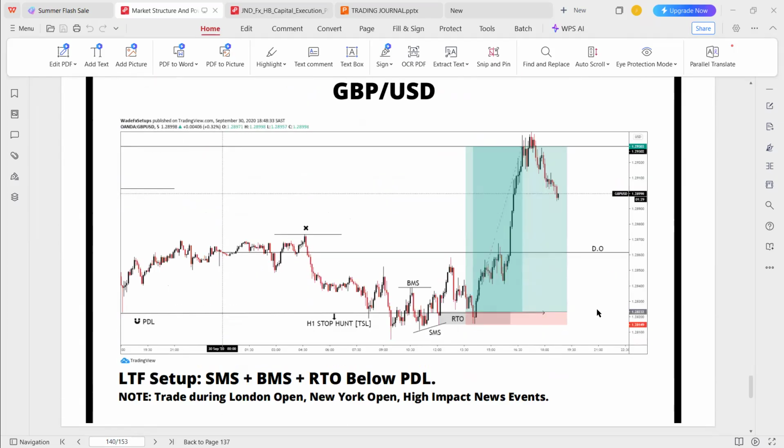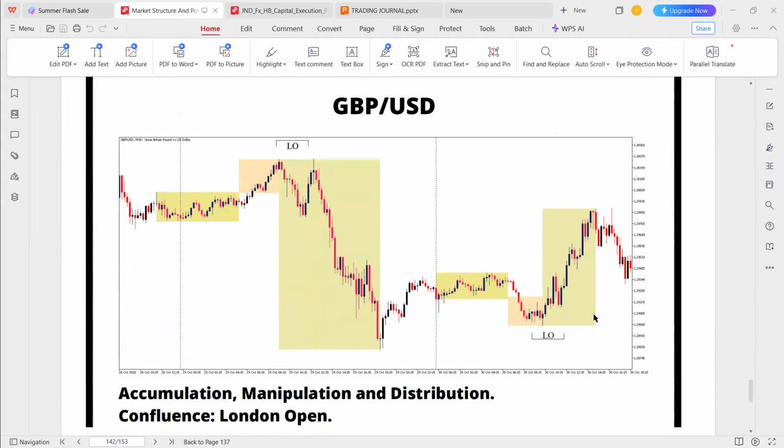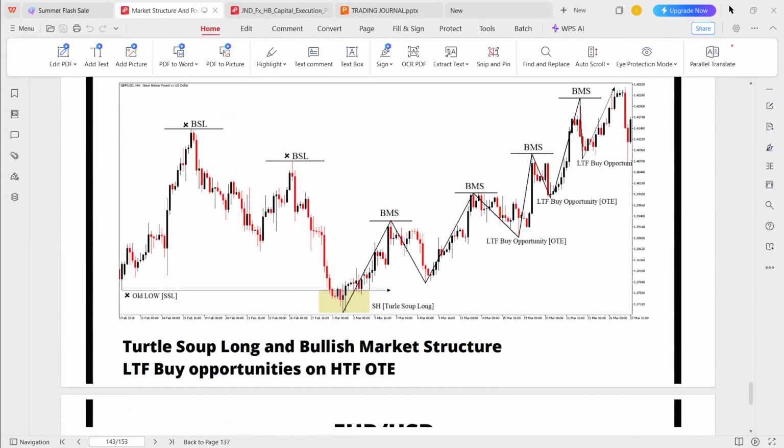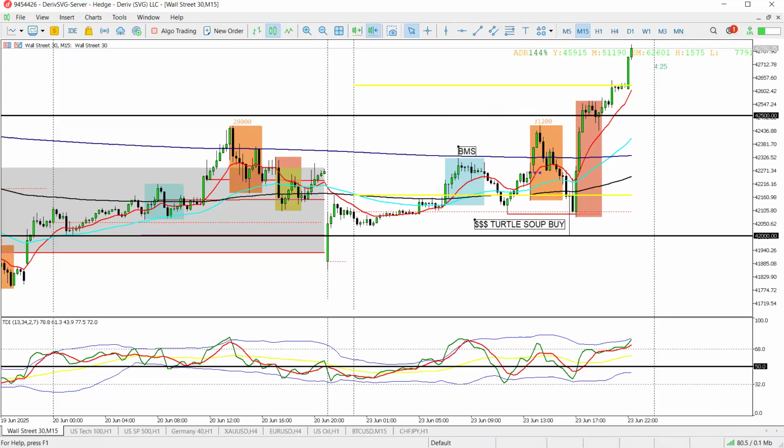So without wasting much time, nice setup here. There's a lot of examples, so I'm just going to go to the actual charts. We're going to start with US 30. What I'm showing you is the current price action of today.